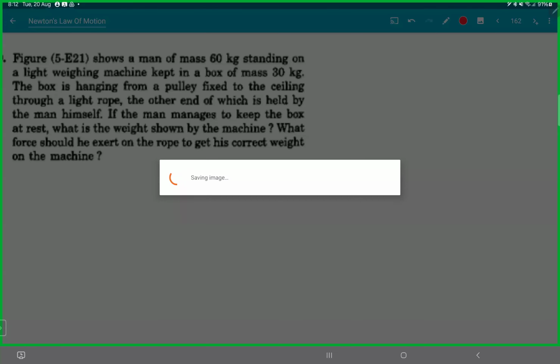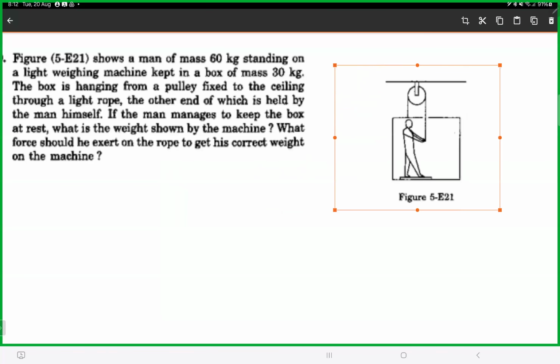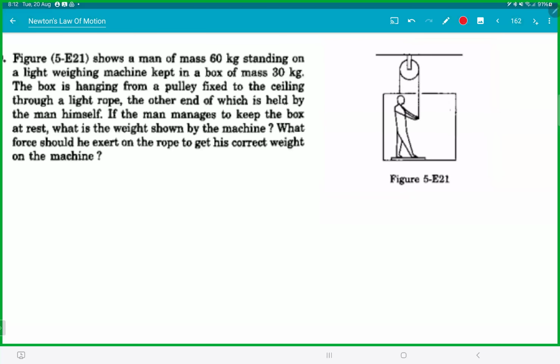This is an HCV question. There, this was the diagram. We have a man standing inside a lift and he's holding the lift with a rope. There is a hole here on the lift, so he's holding it like this. The first question: if the man manages to keep the box at rest, what will be the weight shown by the machine? Second question: what force should he exert on the rope to get his correct weight? Man of mass 60 kg, weight of the box is 30 kg. There, read the question, get this.